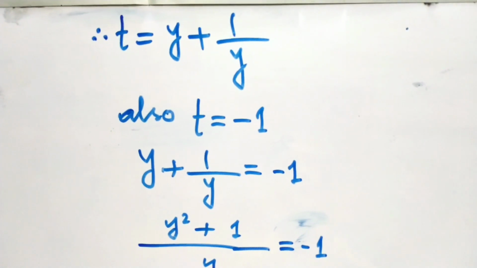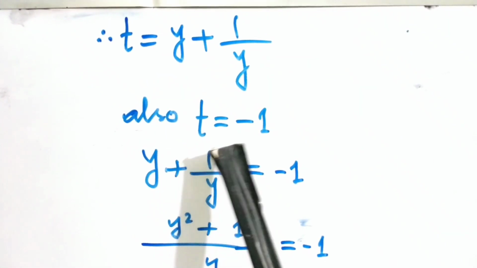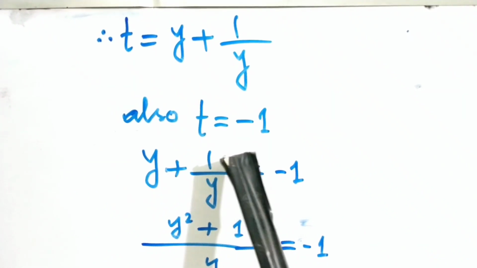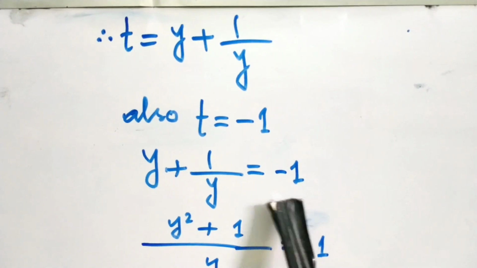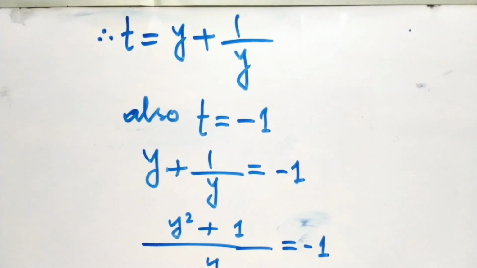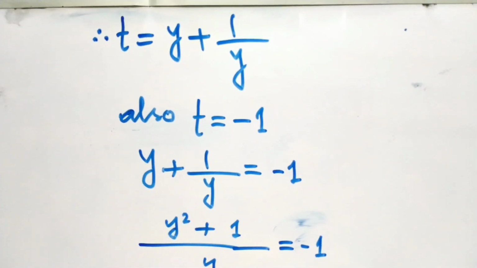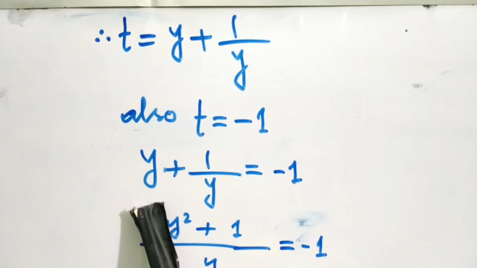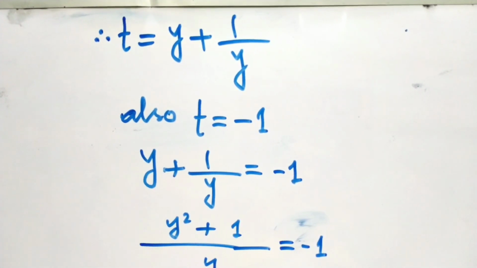Now as we have supposed that t is equal to y plus 1 over y, also t equal to minus 1, we have taken out the value of t by factorization. y plus 1 over y is equal to minus 1. By taking LCM, we add them together. This y cancels out this y. There is nothing in the denominator of y, so this y will multiply by this y, that is y square.